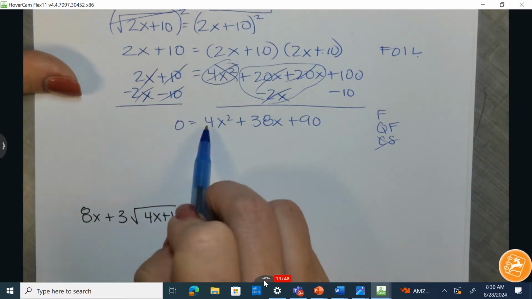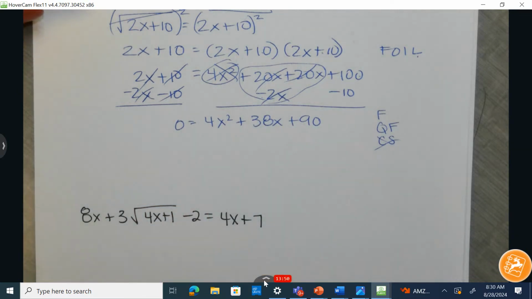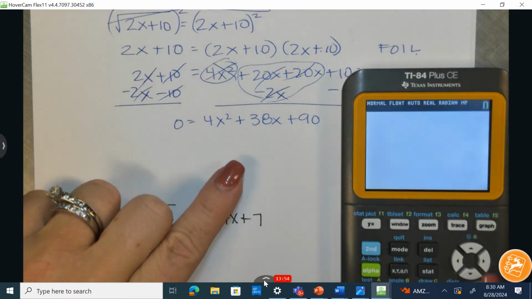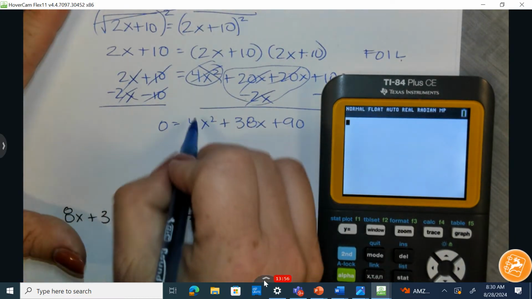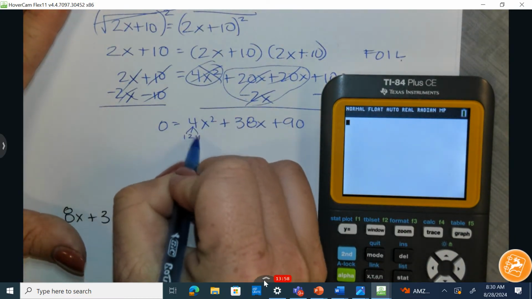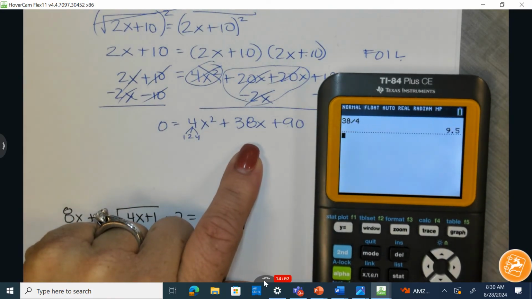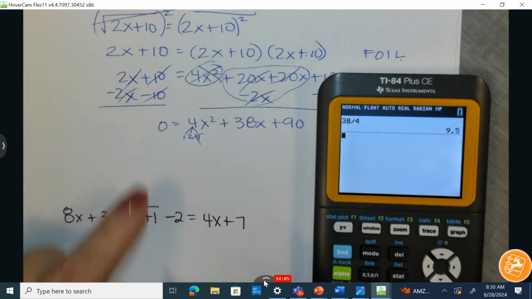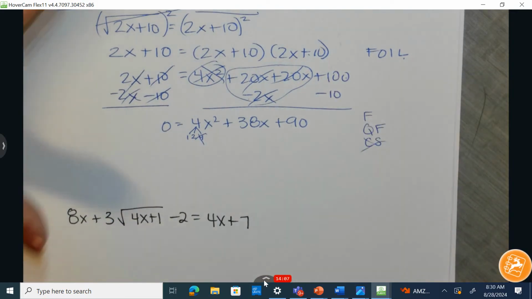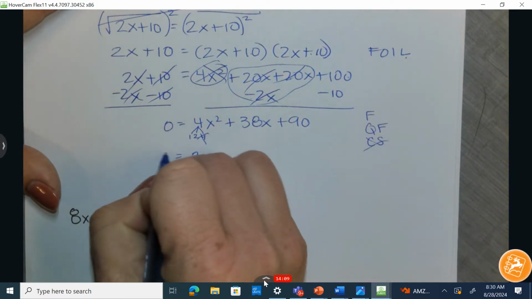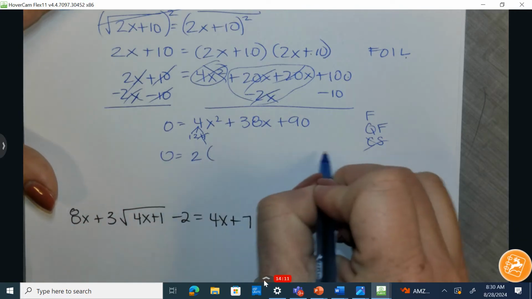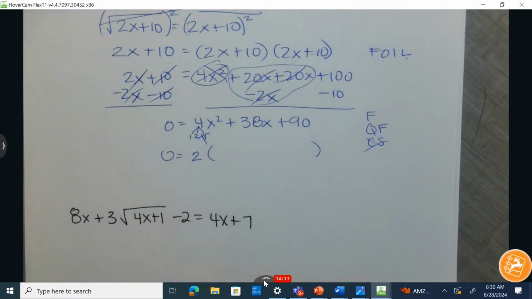But you know what? I see a 4, a 38, and a 90. I know they are all even. And I'm asking myself, what's the largest number I could factor out of 4, 38, and 90? Well, I know that 1, 2, and 4 all go into 4. So I'm going to try a 4. Let's try 38 divided by 4. Oh, that doesn't work. But I know they all divide by 2 because they're even. So let's try factoring out a 2.